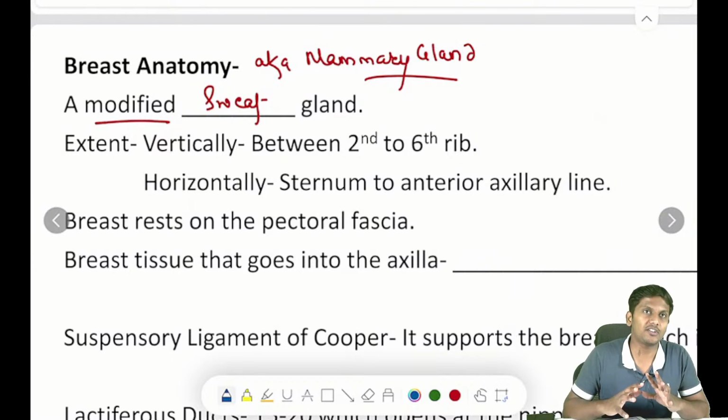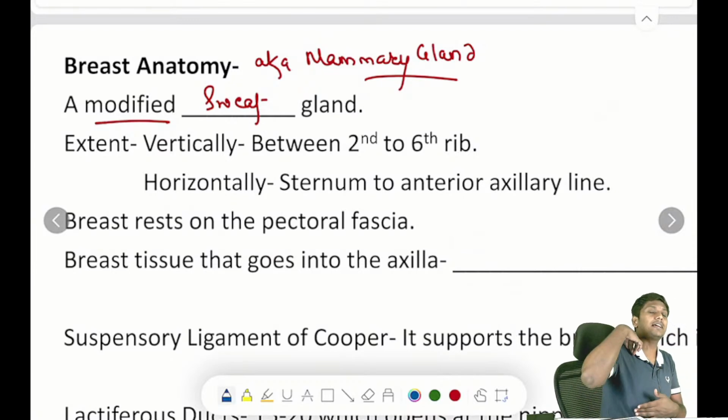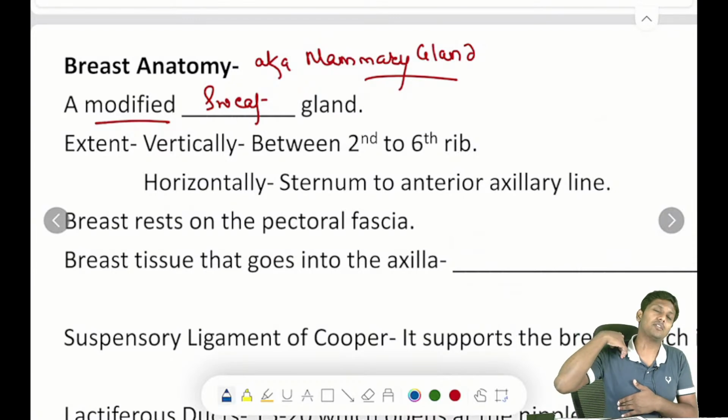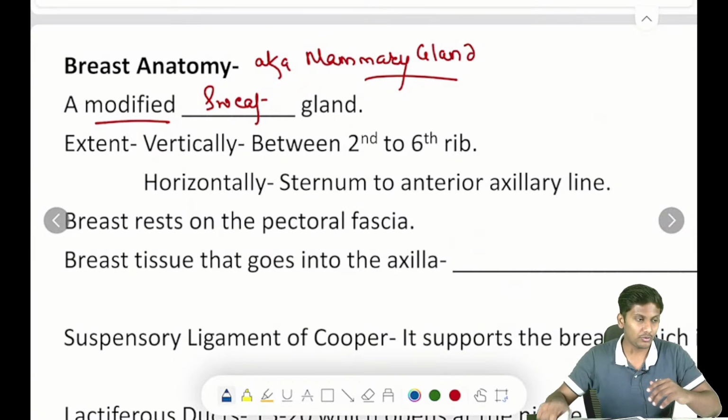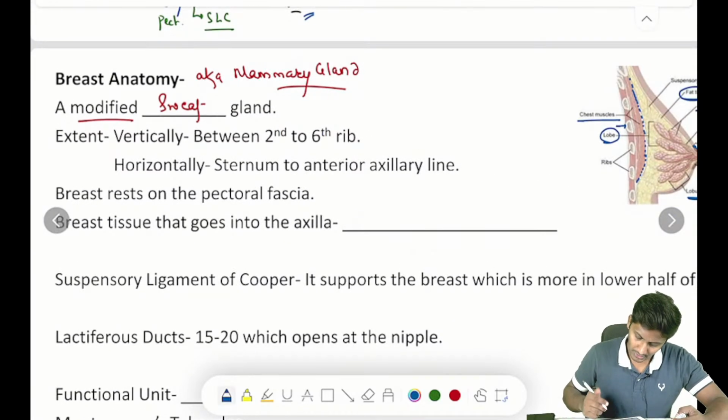But in some patients, the breast can definitely be larger in size. If the breast is very large or huge, it can start from the clavicle and go till the 8th rib also. Okay? So that's the important thing.